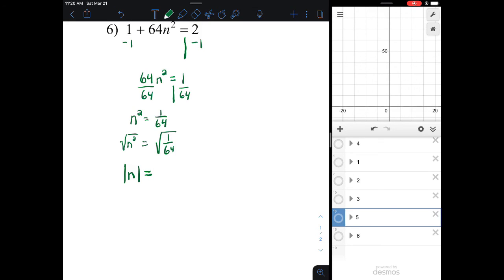Okay? If I'm taking the square root of a fraction, I could treat this as taking the square root of the numerator and the square root of the denominator separately. So the square root of 1/64 is equal to the square root of 1 divided by the square root of 64, which is, the square root of 1 is 1, the square root of 64 is 8. So the absolute value of n has to equal 1/8. Well, there's two numbers whose absolute value equals 1/8. That would be negative 1/8 and positive 1/8.